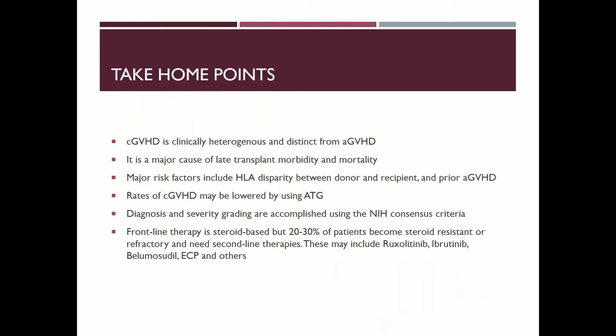This is my final slide, and it contains my take-home points. Firstly, chronic graft-versus-host disease is clinically heterogeneous and distinct from acute graft-versus-host disease. It's a major cause of late transplant morbidity and mortality. Its major risk factors include HLA disparity between donor and recipient and prior acute graft-versus-host disease. Rates of chronic GvHD may be lowered using ATG as a prophylactic strategy. Its diagnosis and severity grading are accomplished using the NIH consensus criteria.